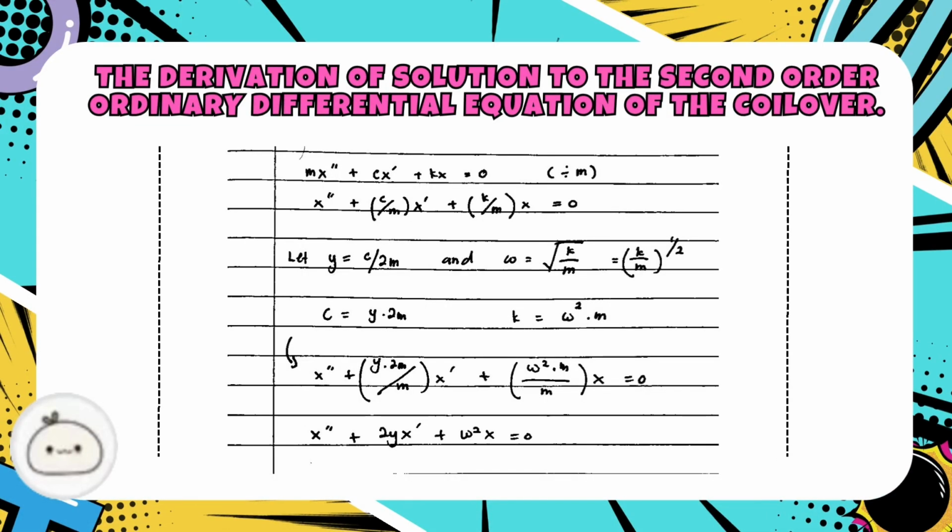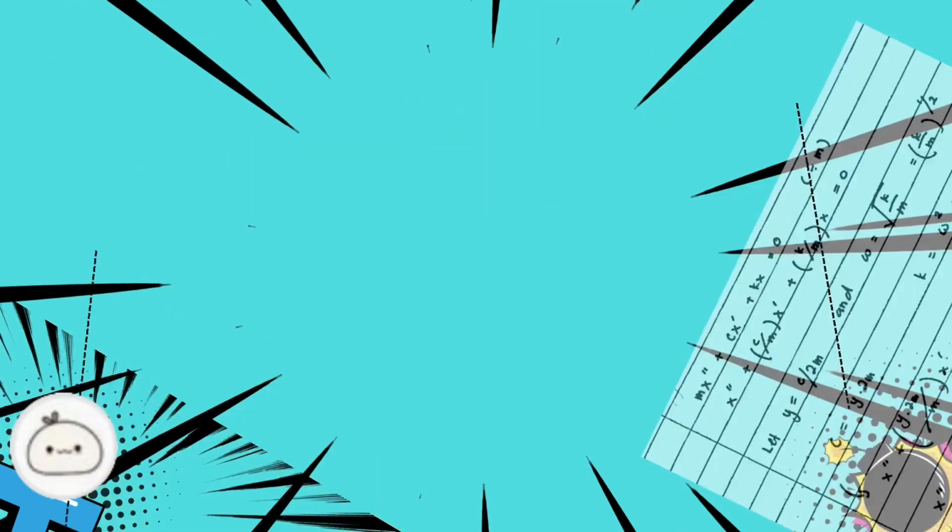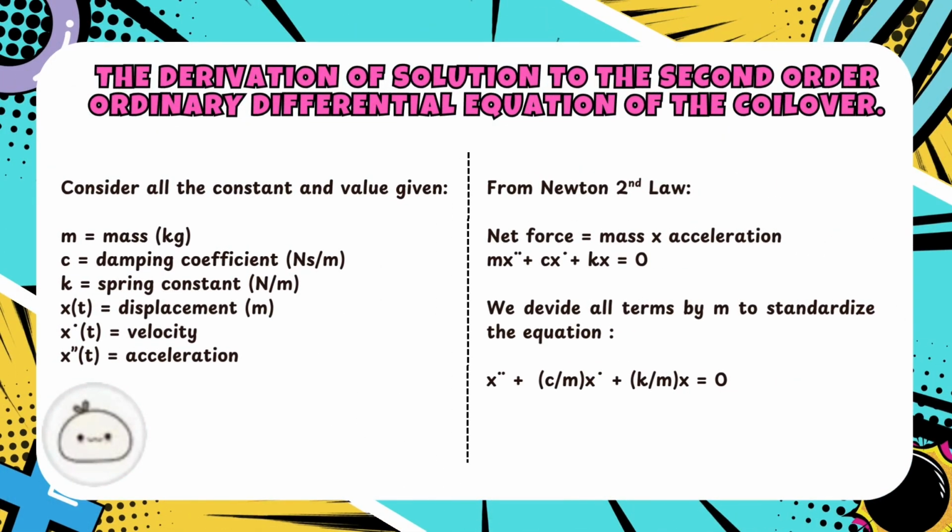So this is the standard second order differential equation for a damped spring mass system. We simplify using damping ratio and natural frequency omega. Based on Newton's second law, we derive the equation of motion by summing the spring and damping forces and dividing through by mass to simplify it.